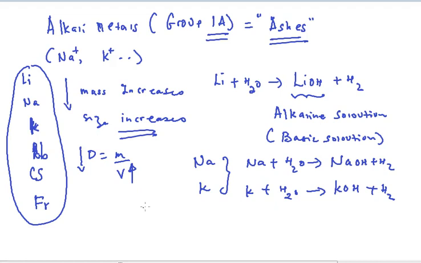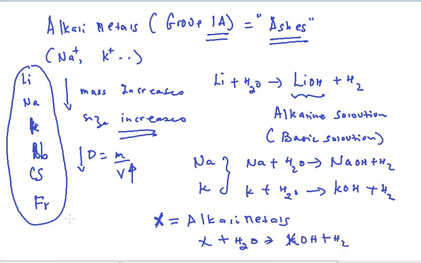In general, let's assume that you have X. X can represent any member of the alkali metals. When X reacts with water, it gives you XOH plus hydrogen. OH is a sign that if you have OH in a solution, we call it an alkaline solution.